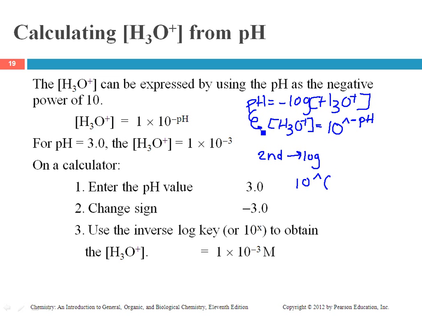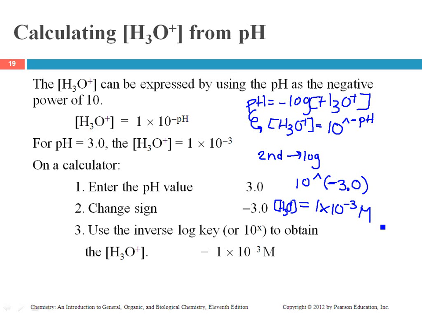Obviously not a math teacher here. But then we're going to say 10 to the negative whatever the pH is. In this example, our pH is 3, so negative 3.0. When you put that in, don't forget that negative, or we will come out with the wrong answer. We get 1 times 10 to the negative third, which is what we expect. This is the easy one, with an even pH, so 1 times 10 to the negative 3 is our hydronium concentration.